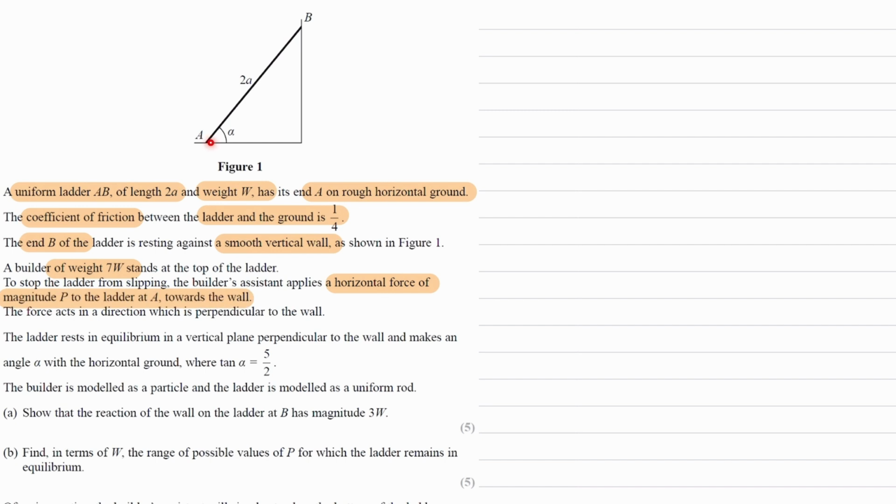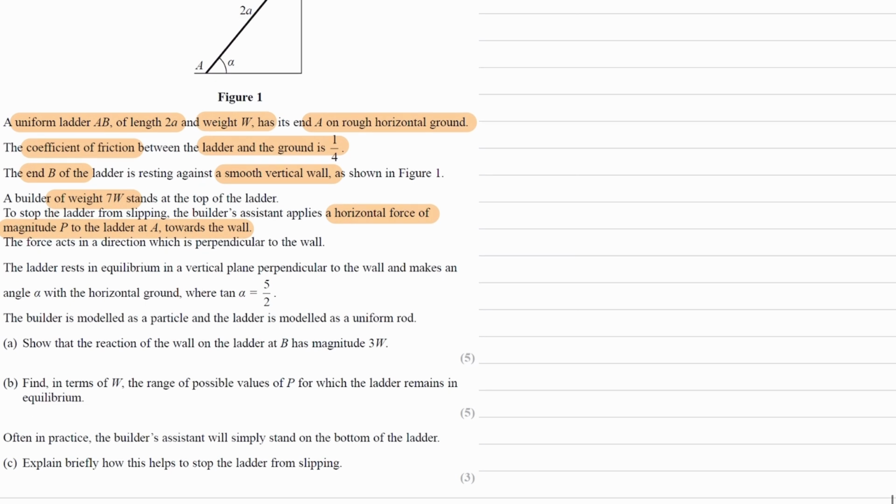So there will be a force of P towards the right. That's what stops the ladder from sliding down the wall. The force acts in a direction which is perpendicular to the wall. The ladder rests in equilibrium in a vertical plane perpendicular to the wall and makes an angle of alpha with the horizontal ground, where tan alpha is equal to 5/2.